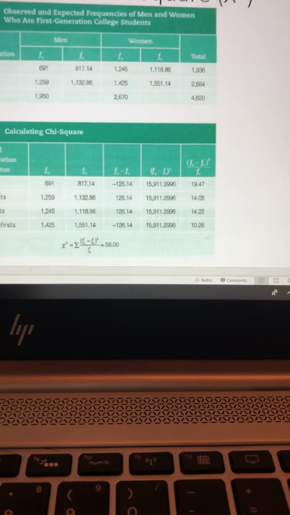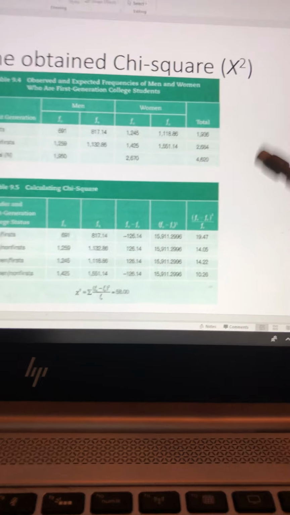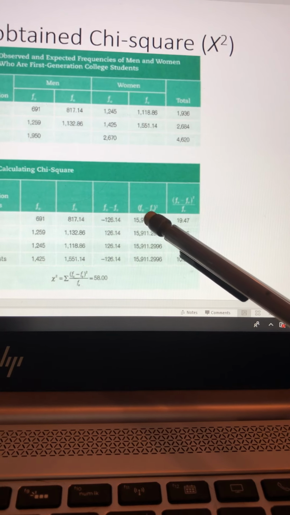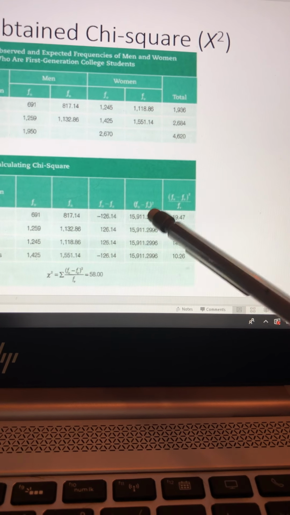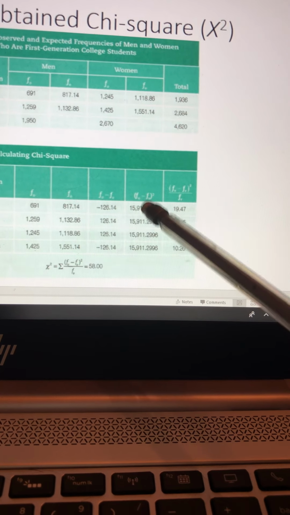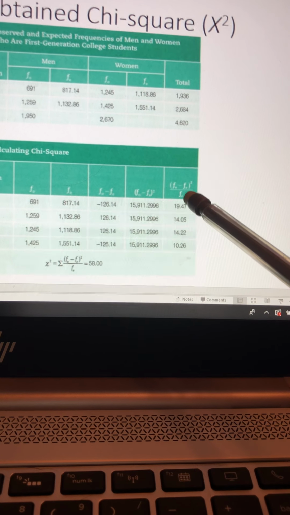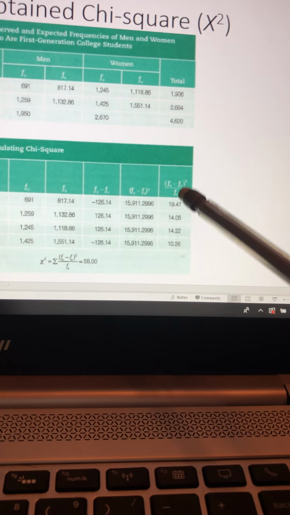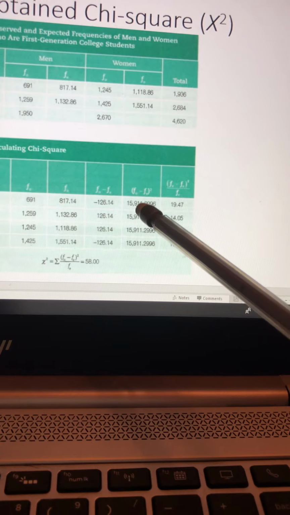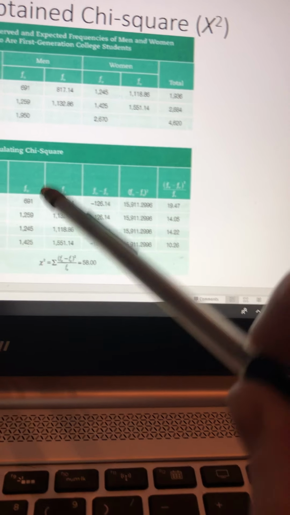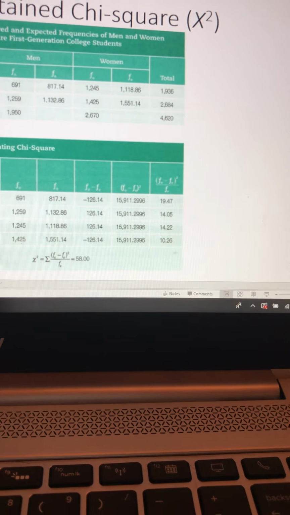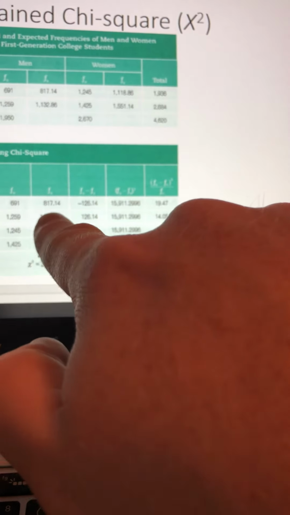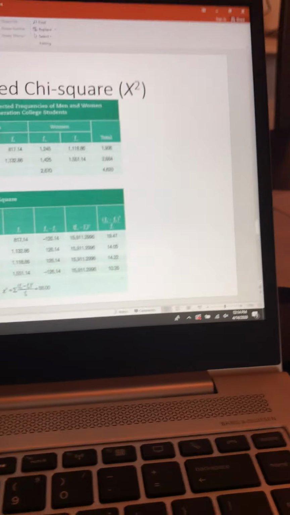Okay, so the numbers that won't be the same are these: I have the observed minus expected squared, and then I take this number and divide by the expected frequency. So here I'm dividing by 817.14. Let me just do that.